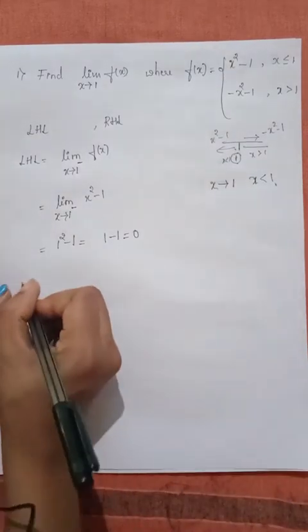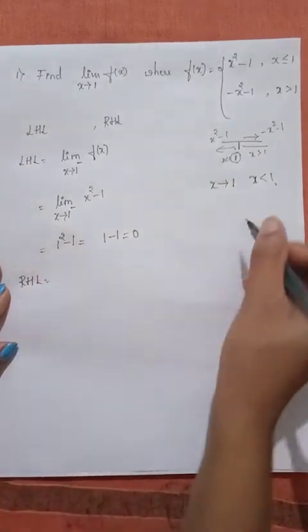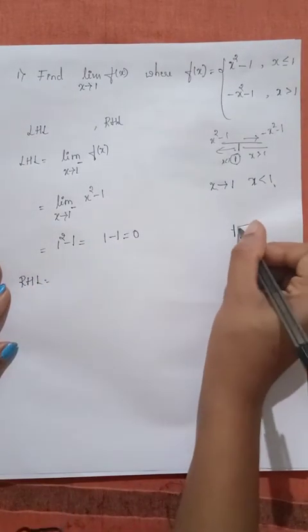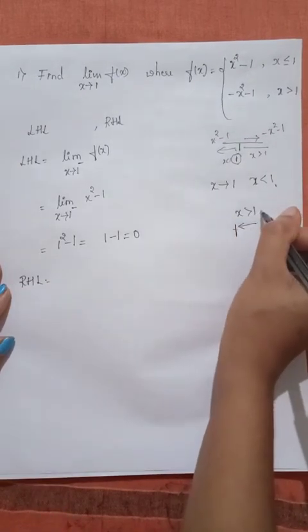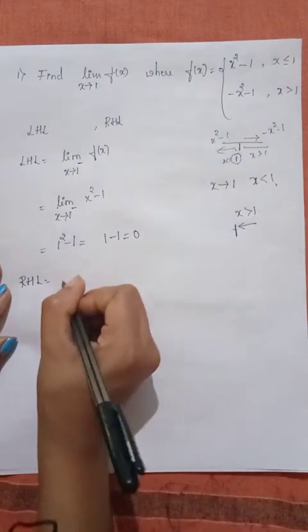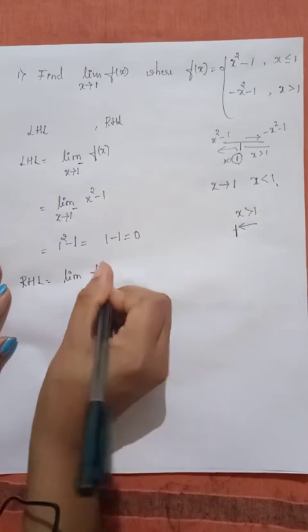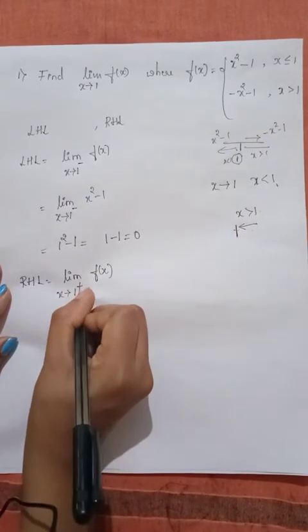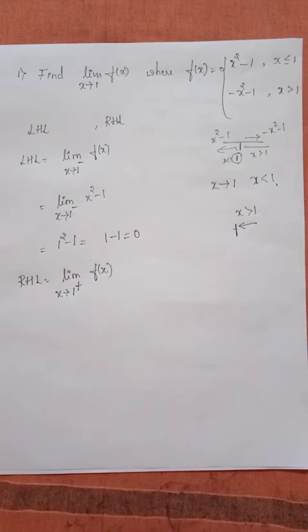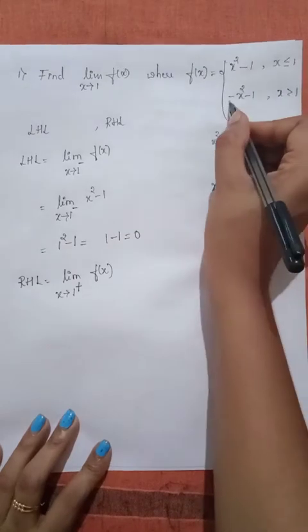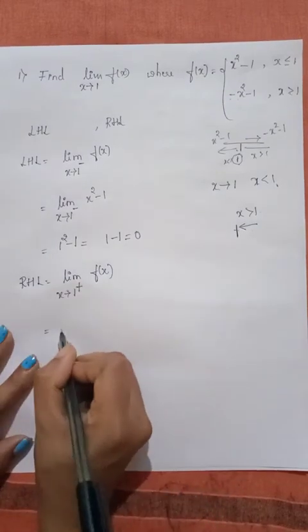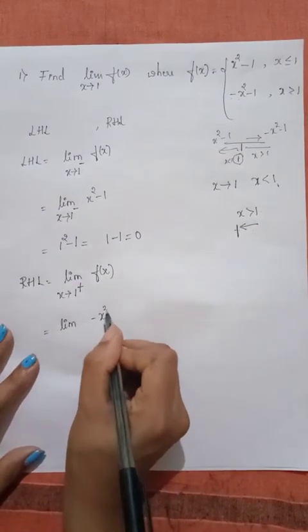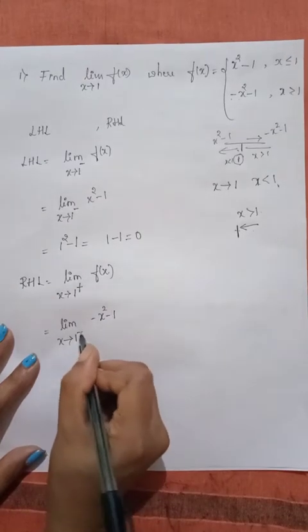Okay, now coming to the right hand limit. What do you mean by right hand limit? You're approaching 1 from the right, which means you're taking values for x greater than 1, correct? You're considering the values of x which are greater than 1. So you have to write the limit of f of x as x tends to 1 from the right. When x is greater than 1, how is the function defined? When x is greater than 1, f of x is minus x square minus 1. So wherever you have f of x, replace it by minus x square minus 1 as x tends to 1 from the right. Now what you have to do?